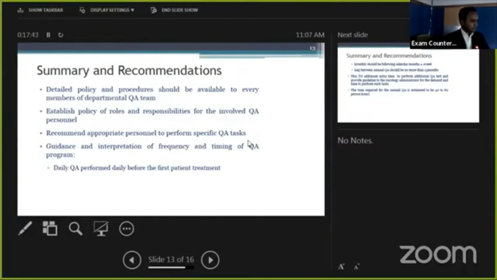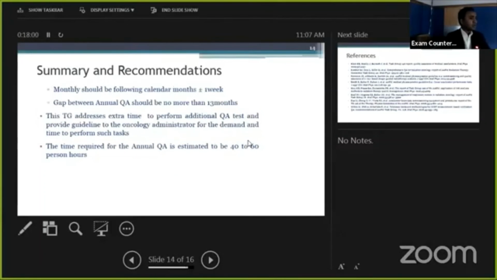Now they have imposed a limitation that daily QA, which we have been doing according to TG 142 also, is to be performed by RTT, radiation therapy technologists, and it is to be done before you take the first patient. We are doing that also. But it should not be skipped. It should be done daily.